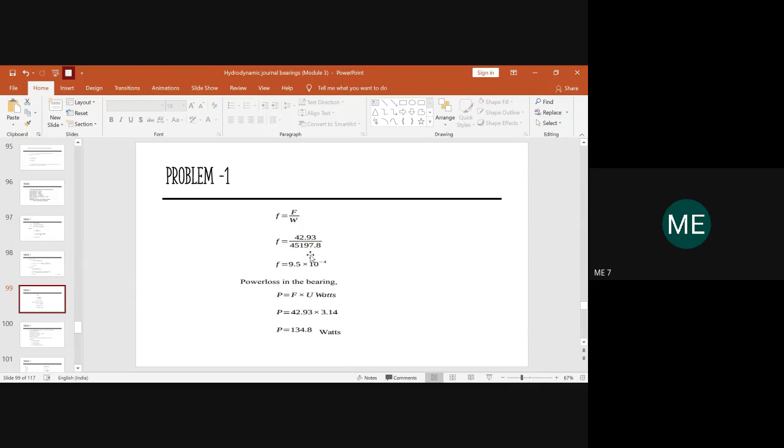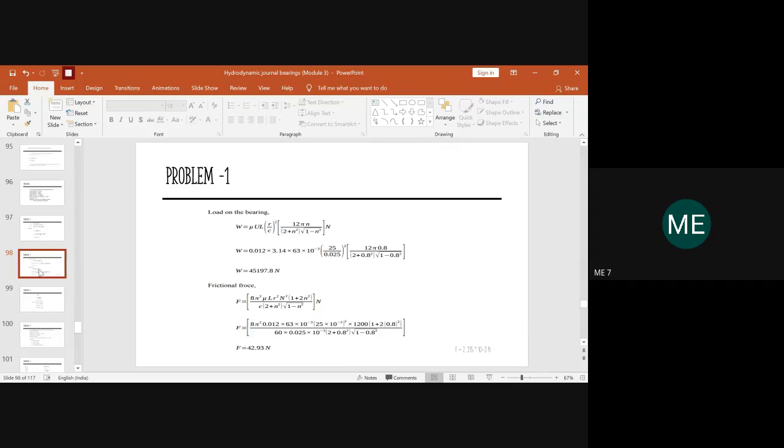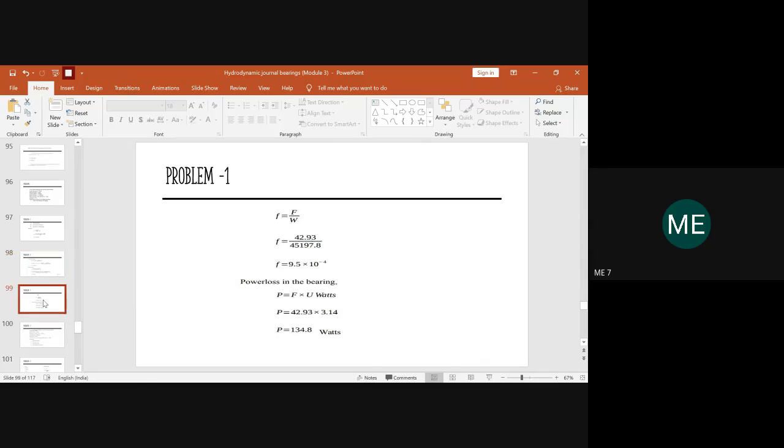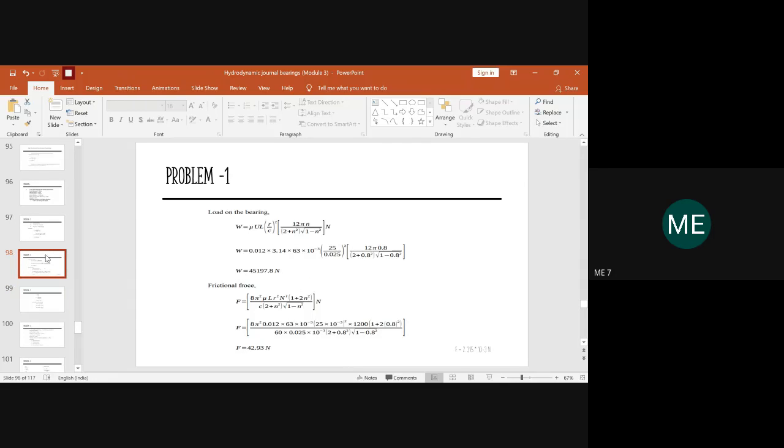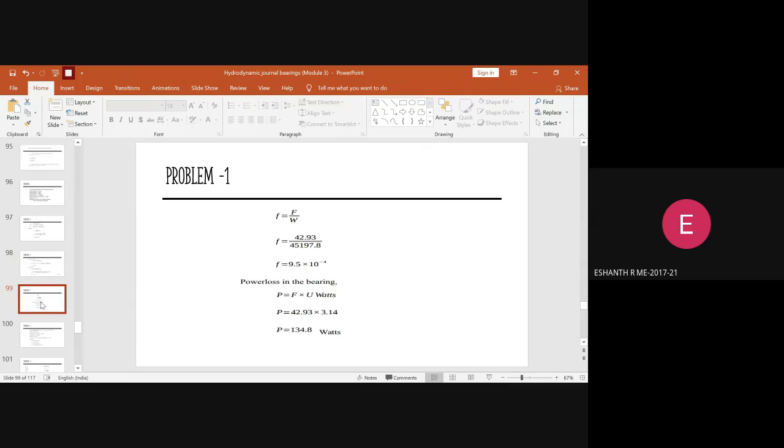divided by 45197.8 Newton. And let me know what is the answer you're getting, the coefficient of friction? Ma'am, 0.051. Yeah, so the coefficient of friction value is 0.051.